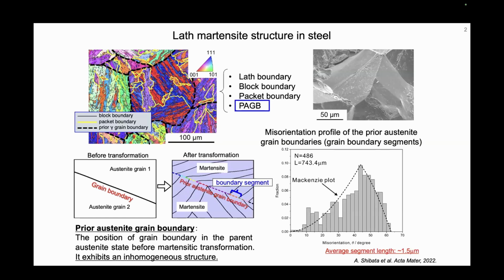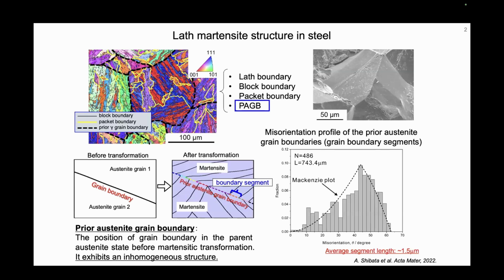A prior austenite grain boundary is, as its name suggests, the position of a grain boundary in the parent austenite state before martensitic transformation. Because several martensite variants nucleate at the austenite grain boundary, and also the growth of the martensite variants stops at the austenite grain boundary, the prior austenite grain boundary exhibits an inhomogeneous structure.